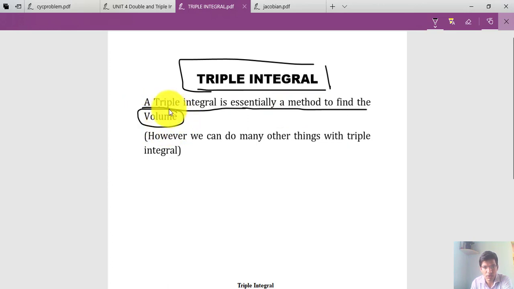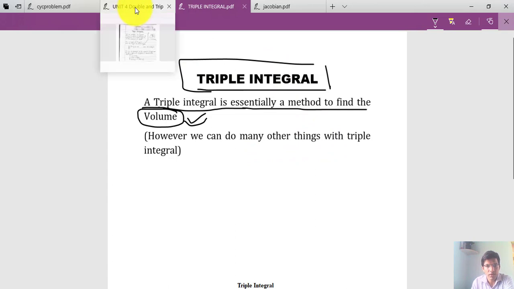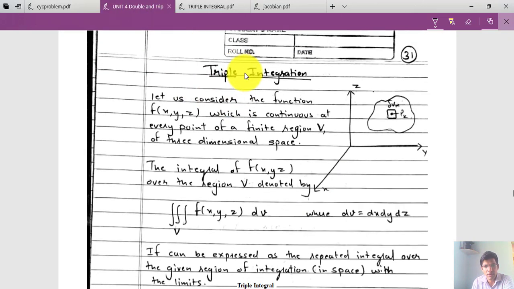Basically we use triple integral to find volume, but however we can do many other things with triple integral, right? So let us see the concept. So notes have been provided to you people. Yeah, so triple integral. Let us consider a function, my function consists of variables x, y and z, which is continuous at every point of a finite region V.